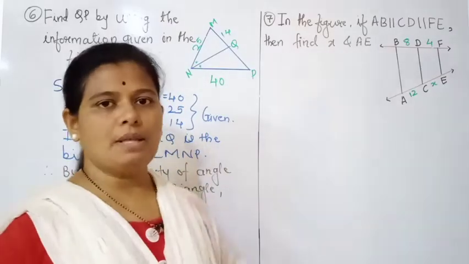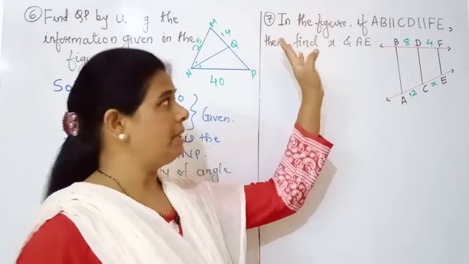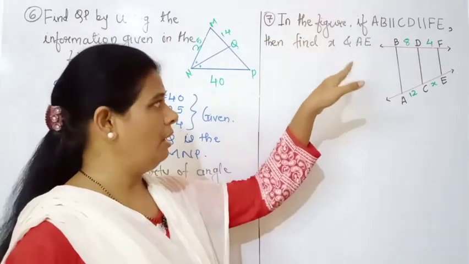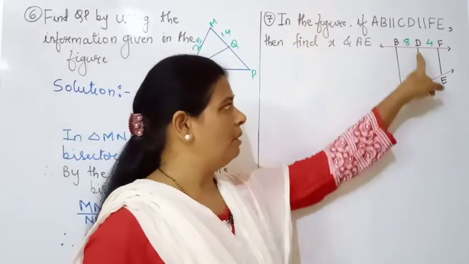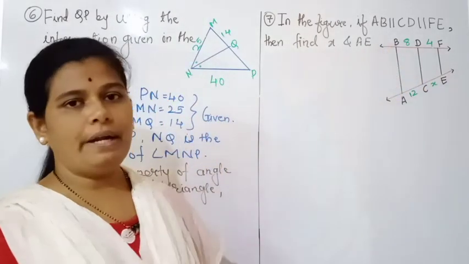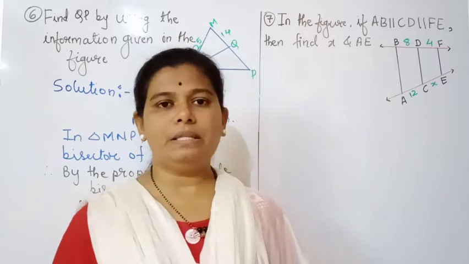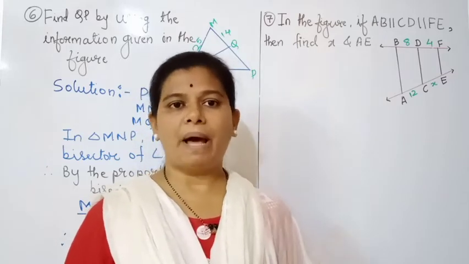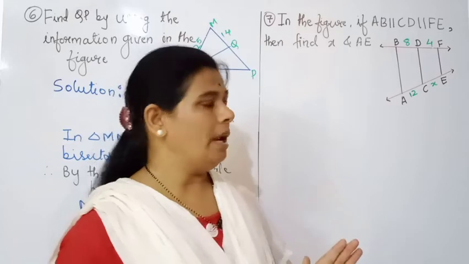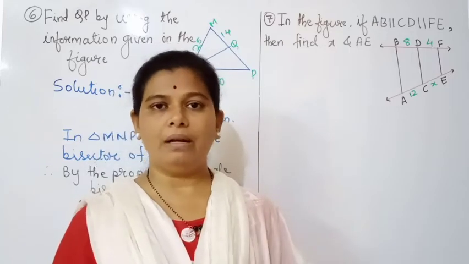Let us go to example number 7. In this 7th example, in the figure, AB is parallel to CD and CD is parallel to EF, then find X and AE. By observing the diagram we can see that there are 3 parallel lines: AB, CD and EF. These are the parallel lines.